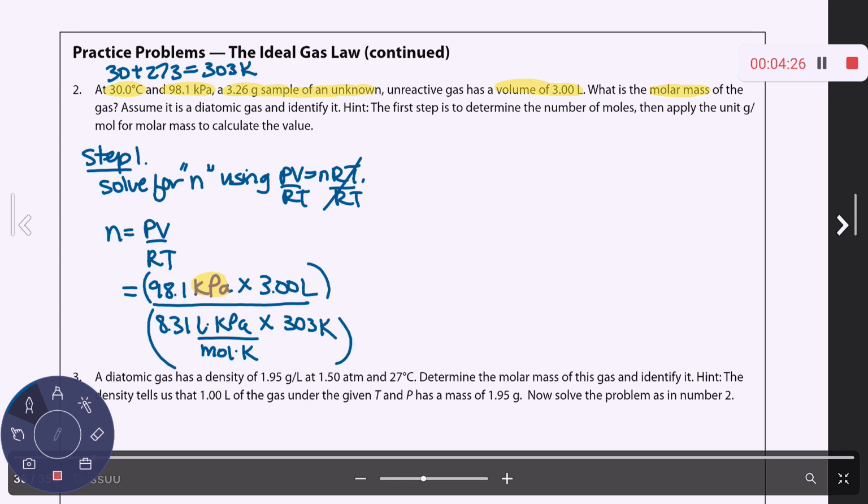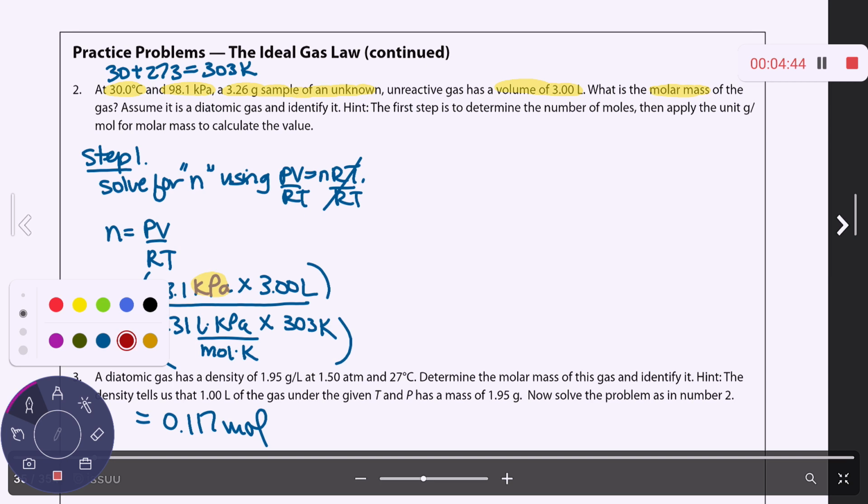Careful when you put these in your calculator. If you're doing it all at once, put the numerator and the denominator in separate parentheses. Otherwise, it's going to end up dividing the 3 by the 8.31. You'll get the wrong answer. You should get 0.117 moles. Okay. After this, then you are ready to do step 2, which is just a division step.